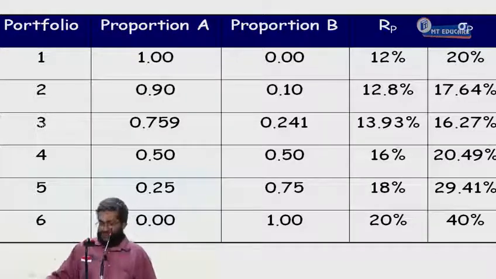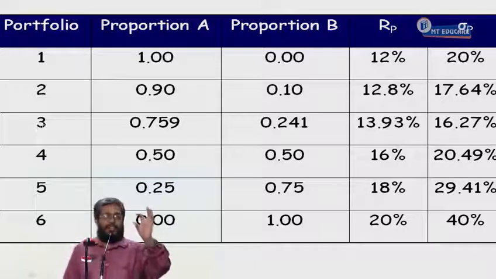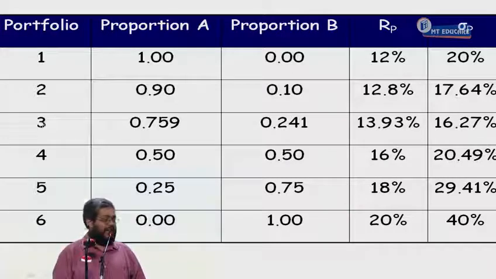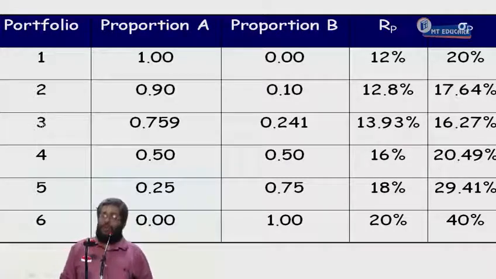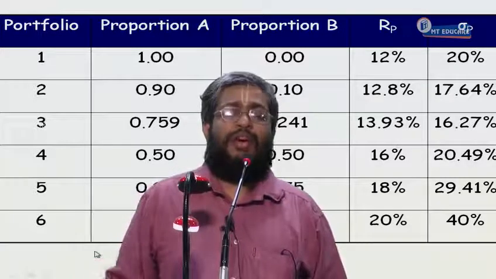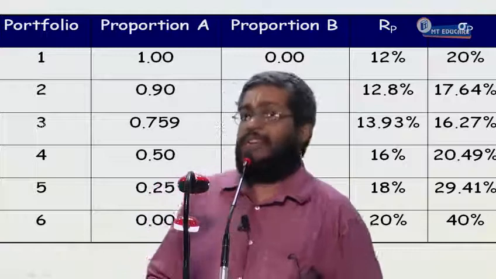Now, see, what is the nature of security A? I want an answer. Low risk, low return. What is the nature of security B? High risk, high return. In a portfolio consisting of a share which has low risk, low return, if I inject another security having high return as well as high risk, the portfolio return increases. A high return security coming in means the portfolio return increases. At the same time, the portfolio risk is also expected to increase. Does it increase or not?